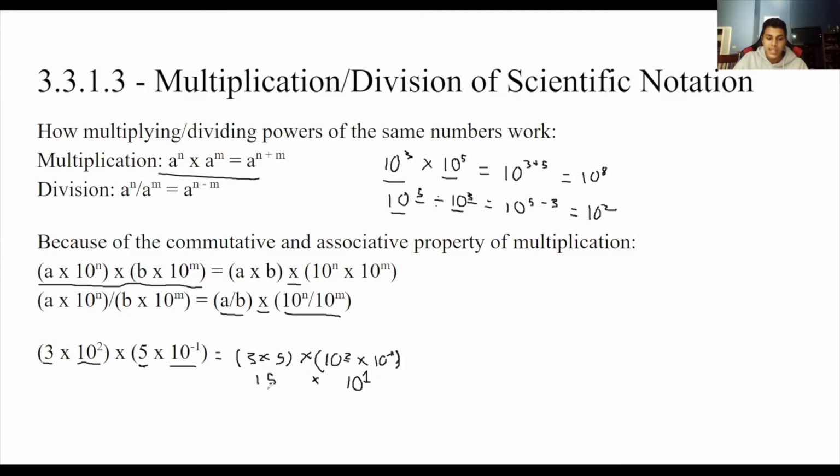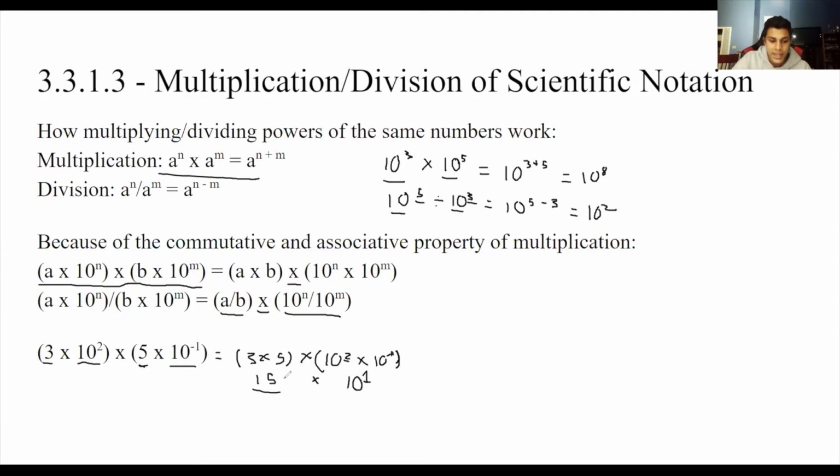Now, this is equal to the correct answer, but a lot of questions will ask you to write this in scientific notation. So you still need to be able to figure out how to convert these numbers back into scientific notation. Because if you'll notice, I have 15 as my first value. And my first value in scientific notation needs to be between 1 and 10.